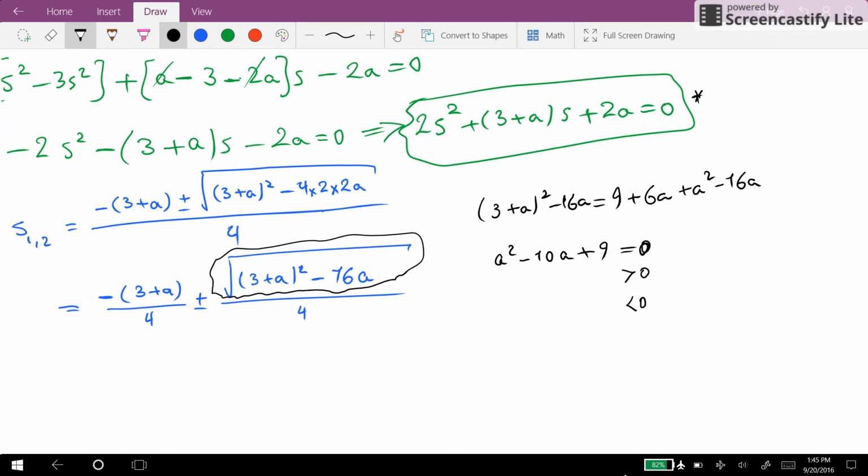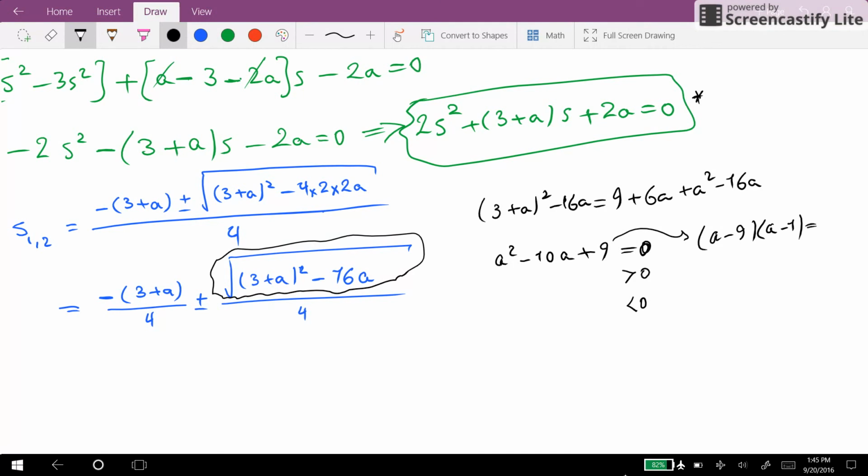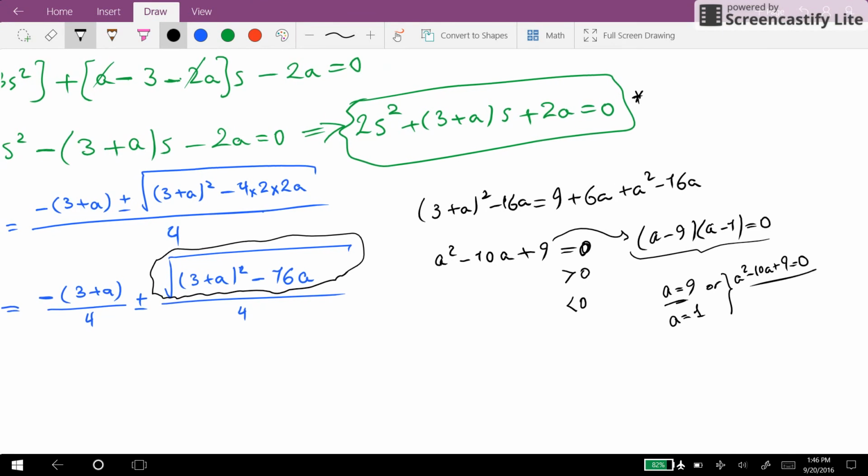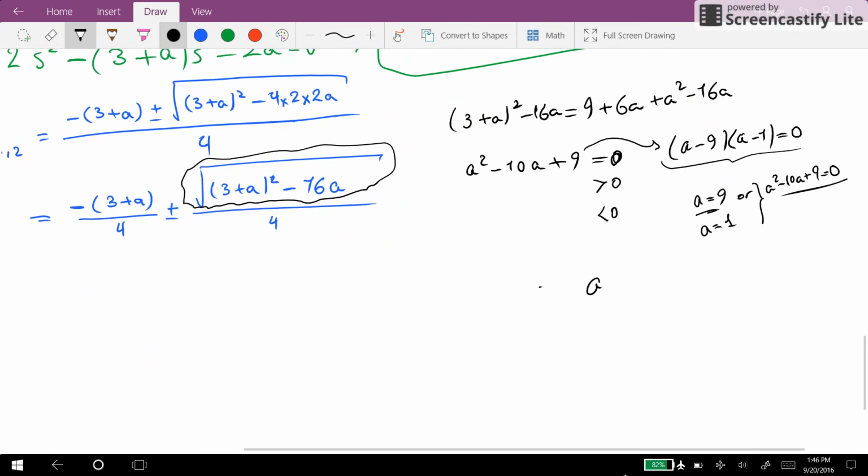So let's see, when do we have a² - 10a + 9 equal to 0. We can rewrite it in this format. I think it's equal to (a - 9)(a - 1) equal to 0. And from here we can say that having a equal to 9 or a equal to 1, we will have a² - 10a + 9 equal to 0. And since here we deal only with 3 cases, in the first case a is equal to 10, in the second case a is equal to 9, and in the third case a is equal to 8.